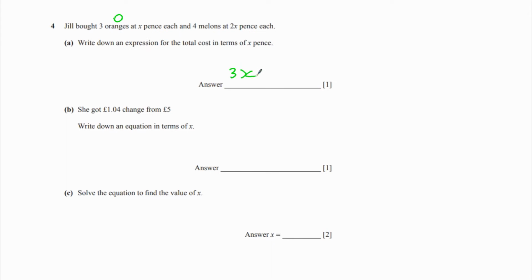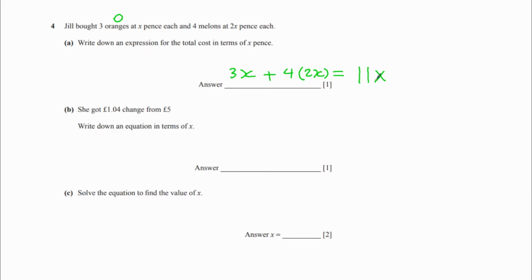And then we have 4 melons at 2x price, so that would be plus 4 melons, and the price is 2x. So if I simplify all of this, this would be 8x plus 3x, which is basically 11x.